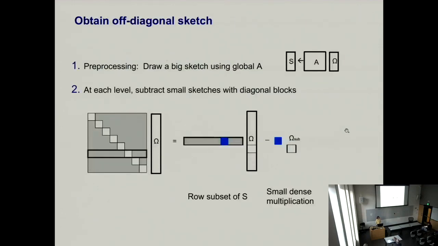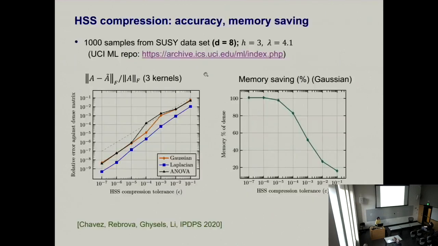The critical question here, in the context of this hierarchical sketching, is what we don't want to do individually. So what we do is actually two stages. One is the pre-processing stage, where we draw a big sketch using the original A. Remember, since we are looking only at the off-diagonal part, from the big sketch you just subtract some of the diagonal contribution. That's how you get the off-diagonal sketching. It turns out this pre-processing big sketch is the most time-consuming part.